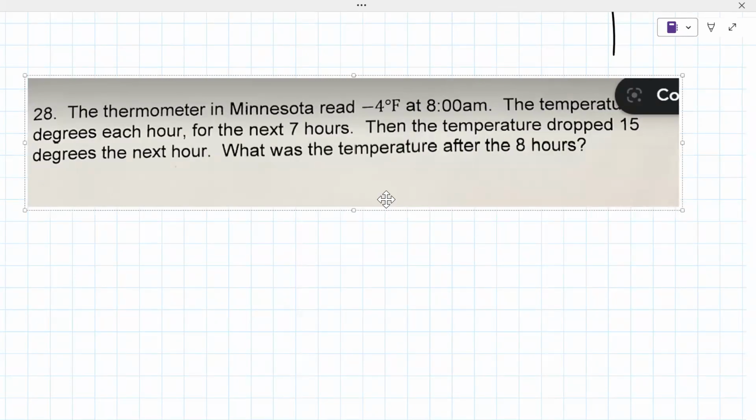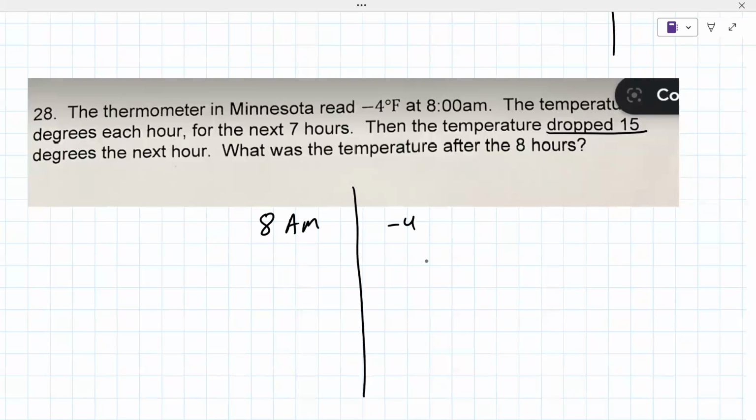A thermometer in Minnesota read -4 at 8 a.m. The temperature rose 5 degrees each hour for the next 7 hours, and the temperature dropped 15 degrees the next hour. What is the temperature after 8 hours? So it was -4 and rose 5 degrees by hour. I think you need a table here. At 8 a.m., it's -4 degrees. At 9 a.m., it dropped 15 degrees, so that's -19.